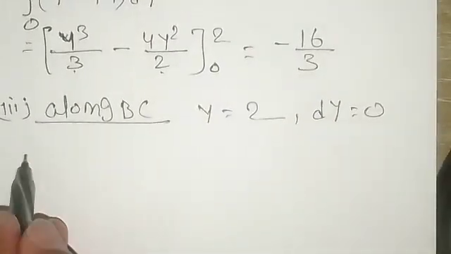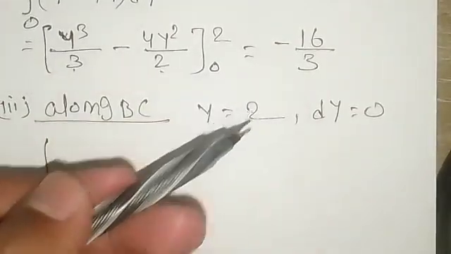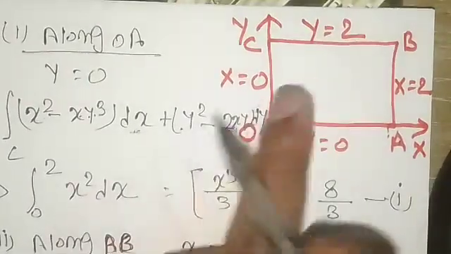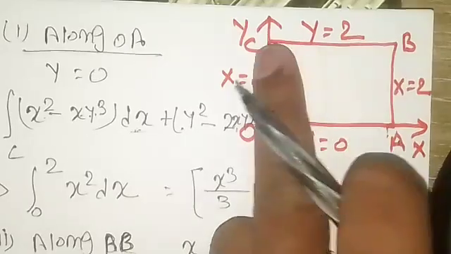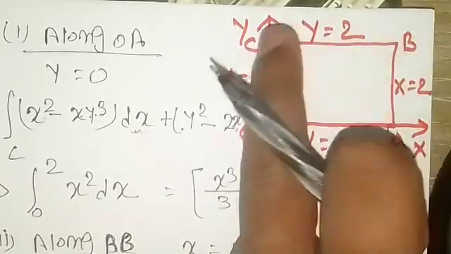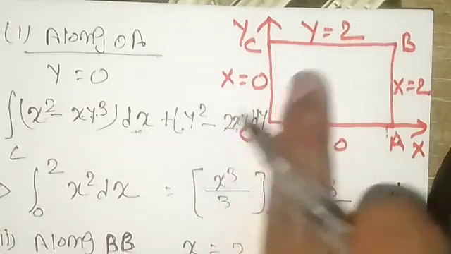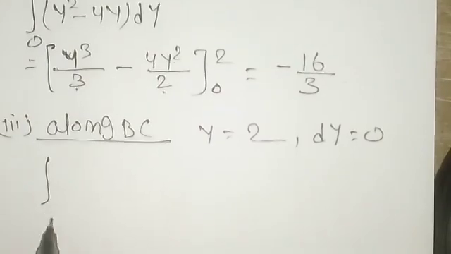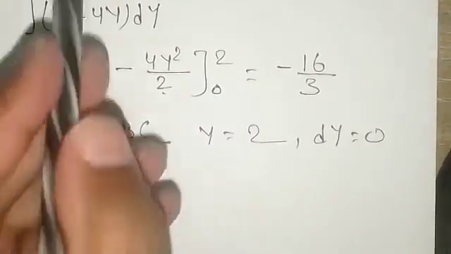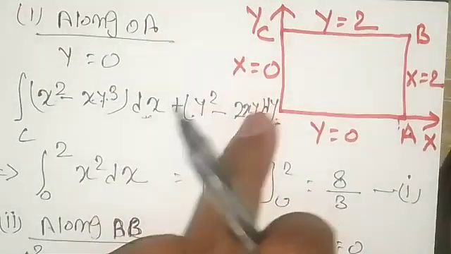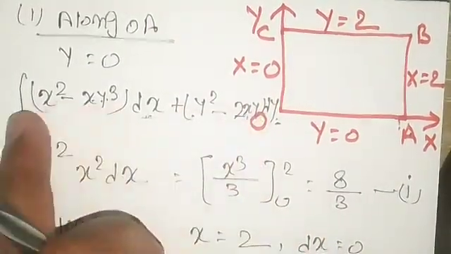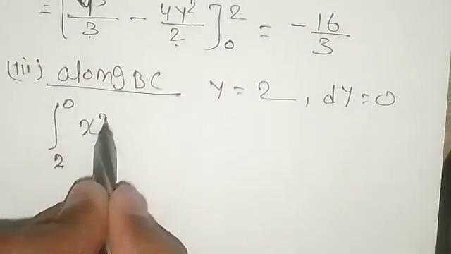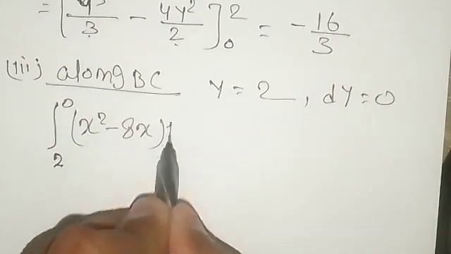So you have to integrate finally, and the limit is from 2 to 0, right? Why? Because this is your BC, that is BC is nothing but along the x axis. So here x is 2, and at this axis x is 0. So that's why the limit is 2 to 0. Lower limit is 2 and the upper limit is 0, right? So now you can say the integration from 2 to 0 of this term will be 0, because dy is 0 and y is equal to 2 you have to put. So it is (x² − 8x) dx, right?